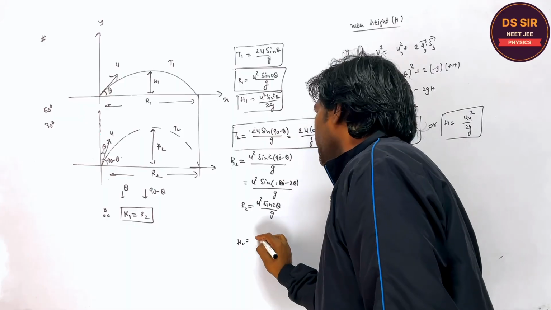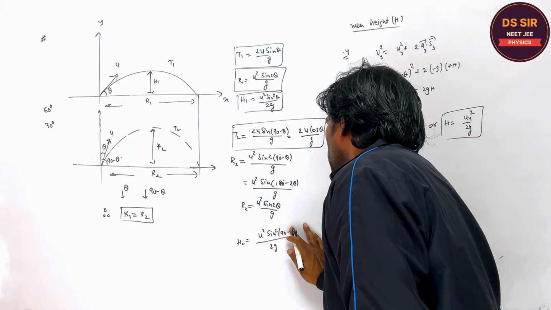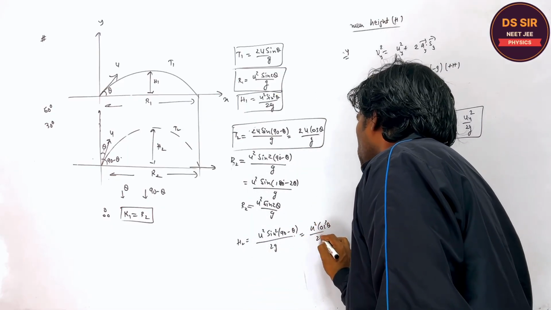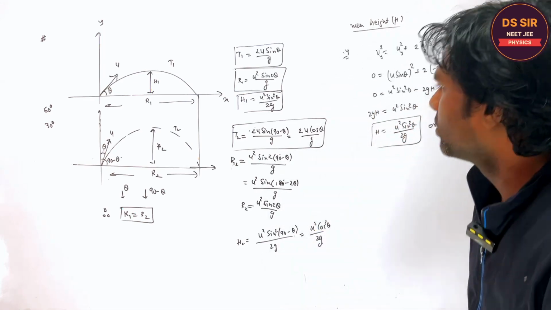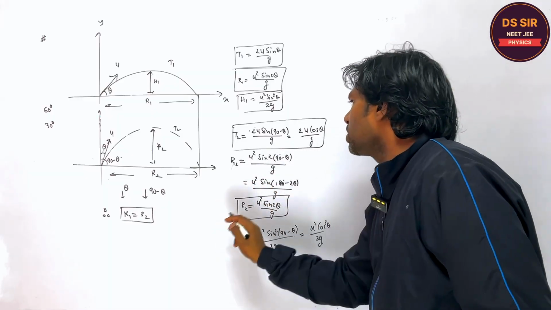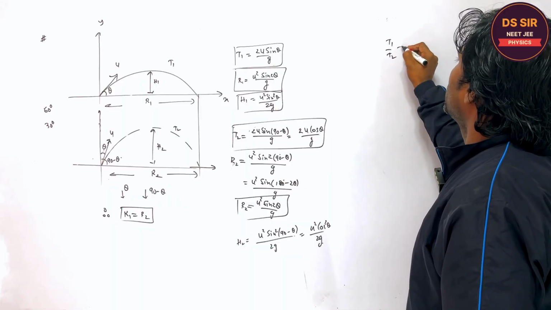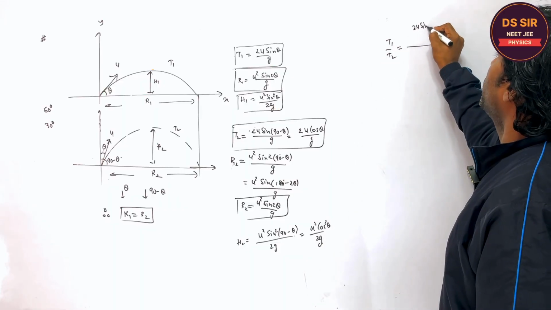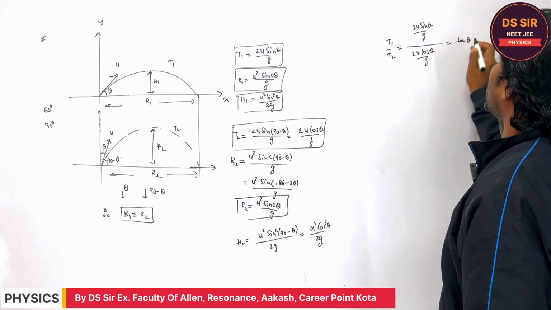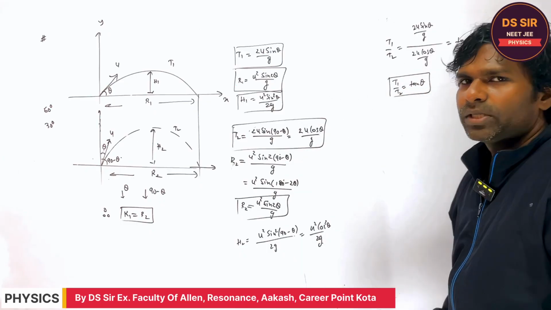What is the maximum height in the other case? You will write u square sine square 90 minus theta upon 2g. Is it clear or not? So this is u square cos square theta upon 2g. This is the h2. Are you getting or not? Right. So in this case, although the r1 and r2 both are equal, but t1 and t2 are different. If you find the ratio t1 upon t2, so this is 2u sine theta upon g upon 2u cos theta upon g. So it will be equal to tan theta. The ratio of t1 and t2 is tan theta.